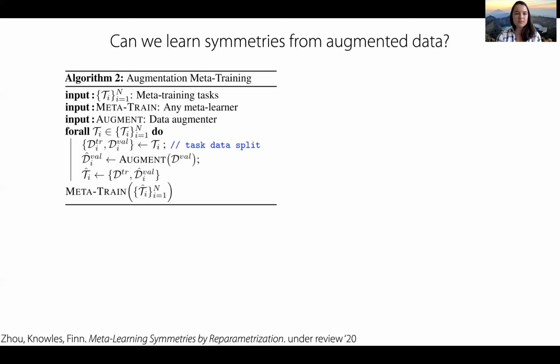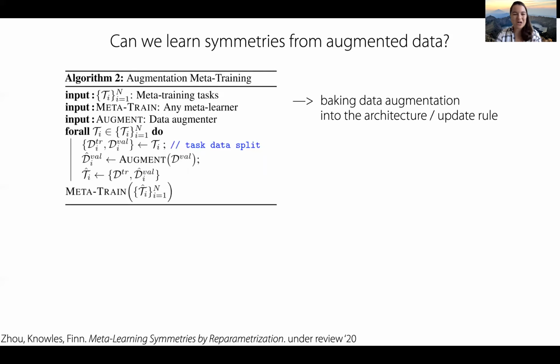To do this, we'll follow this simple algorithm, where we have some meta-training tasks, a meta-learner, as well as a data augmenter. At each iteration, we sample a batch of tasks. That batch of tasks is split into a train set and a validation set. We then augment only the validation set and apply the meta-learner such that it can be adapted on unaugmented data and do well on augmented data. Essentially, it can learn effectively from data that's not augmented and perform well on a much broader set of data that is augmented.